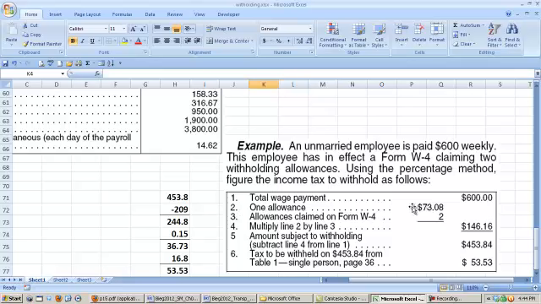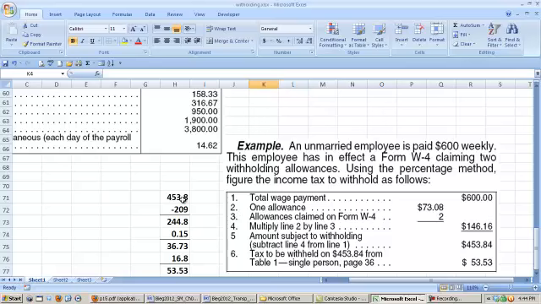$73.08 is the allowance for each allowance if you're paid weekly. How many allowances did he have? He had 2 allowances. If we multiply 73.08 times 2, we get 146.16. Okay, so if we take the 600 and subtract out the total amount of the withholding allowances, we're looking at the amount subject to withholding of $453.84. Now this is where it gets a little bit more complicated.